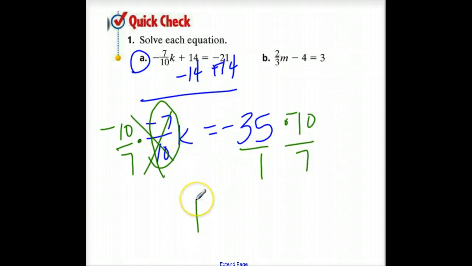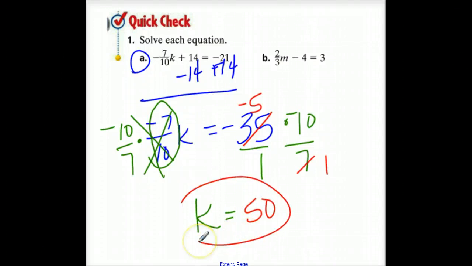Fractions cancel. I have k equals, and before I multiply, I'm going to look across to simplify. 35 and 7 can both be simplified down. If I divide them both by 7, I get 1 and negative 5. Negative 5 times negative 10 is positive 50. k equals 50.